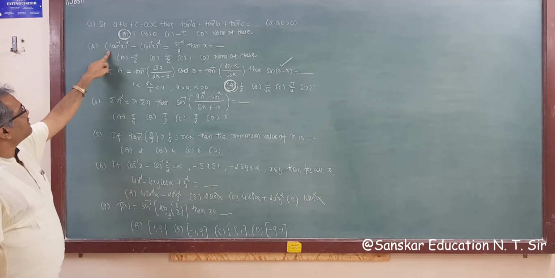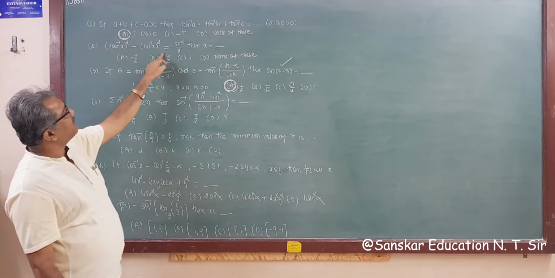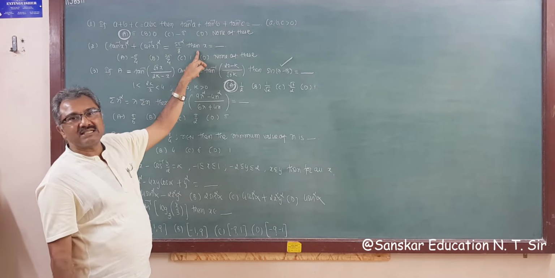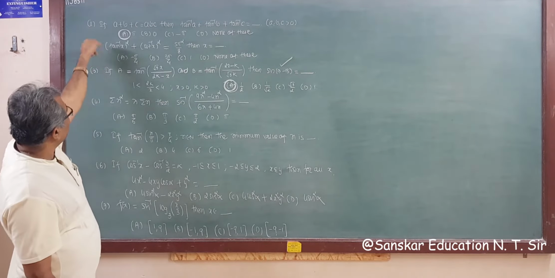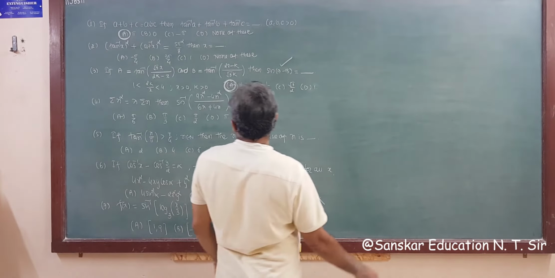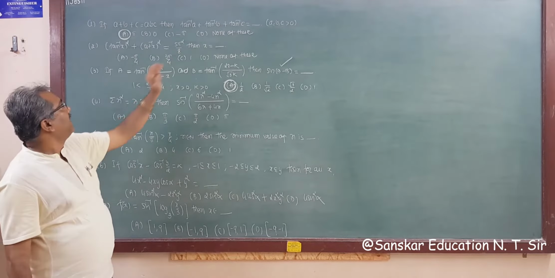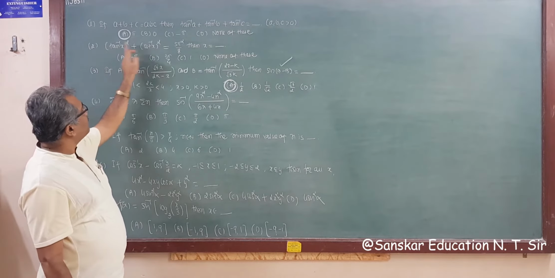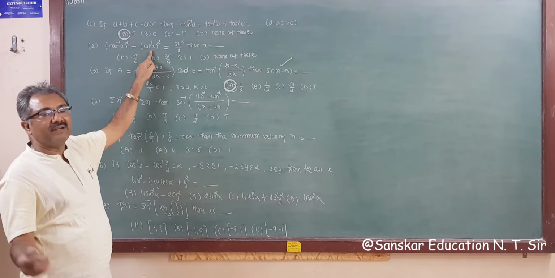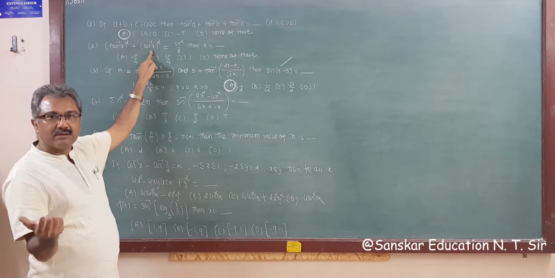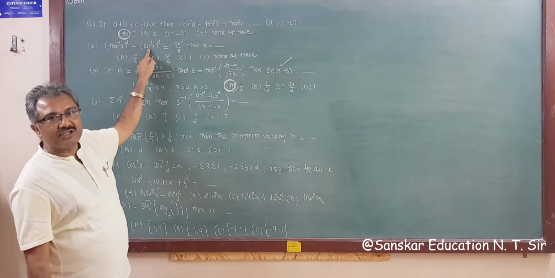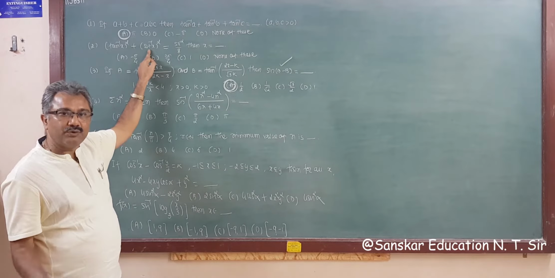So (tan inverse x) whole square plus cot inverse x is equal to 5 pi square by 8. Then x is equal to what? For the second question, (tan inverse x) whole square plus cot inverse x is equal to 5 pi square by 8. If we change this tan to cot or this cot to tan, then we can solve it as an algebraic equation. So I am converting this cot inverse into tan inverse.